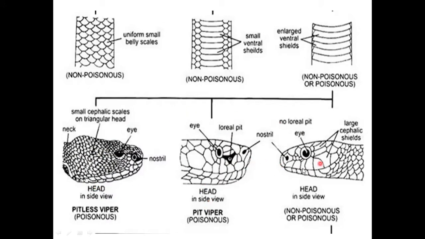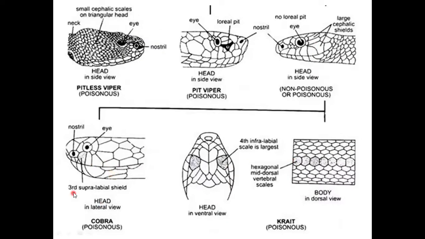Third, another possibility is that sometimes the head shows small as well as large scales like this. If the dorsal side of the head has both small scales and large shields, the snake may or may not be poisonous. To ascertain, look at the side of the head. When you observe the side of the head, you may find a large third supralabial shield which may touch the nostril and eye.